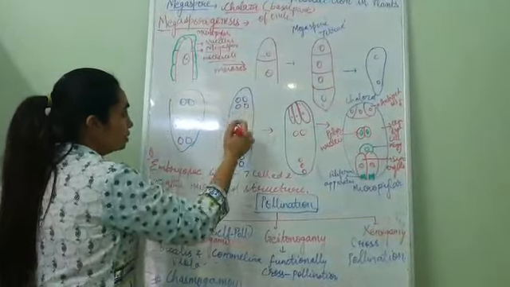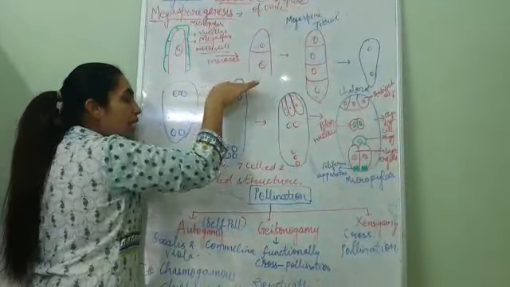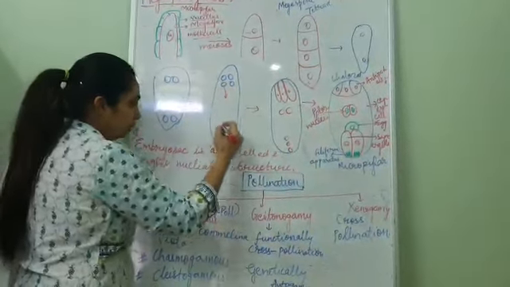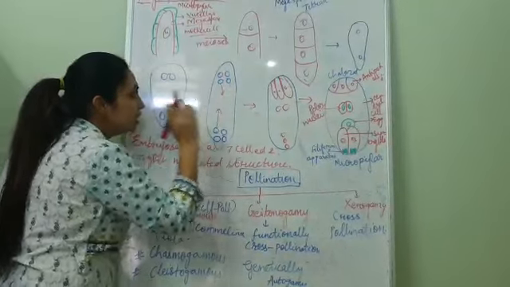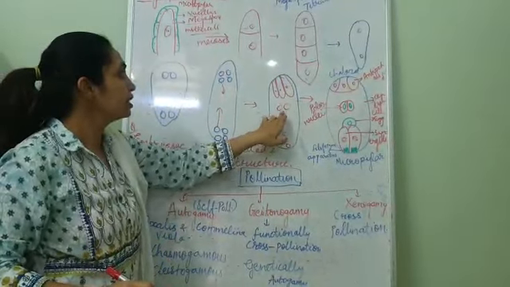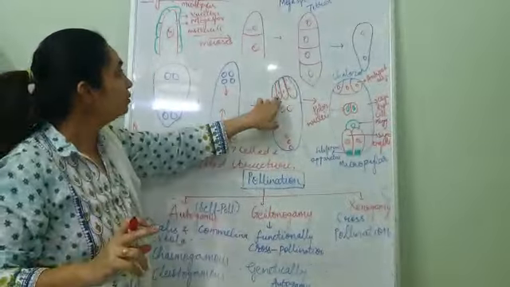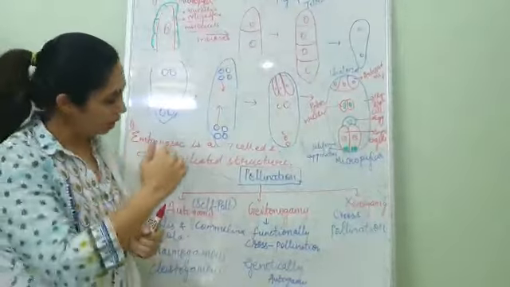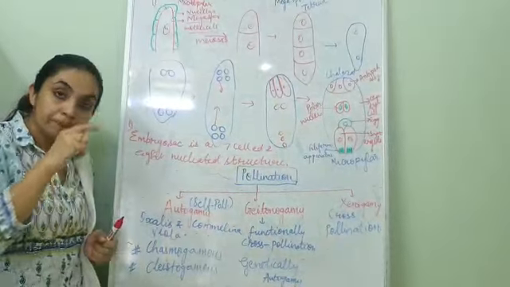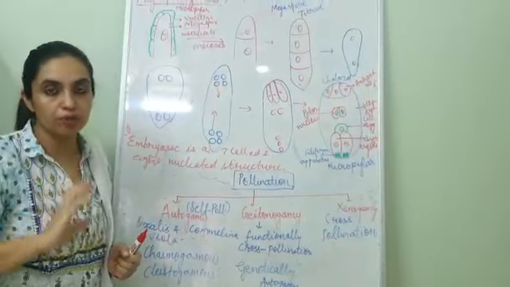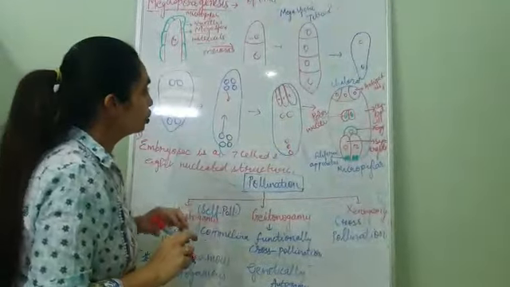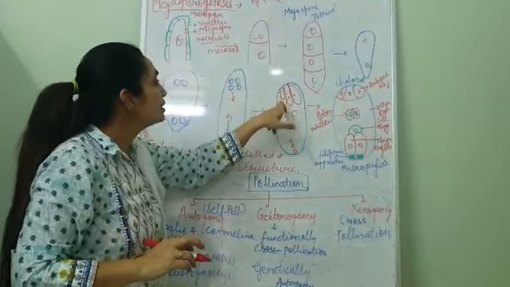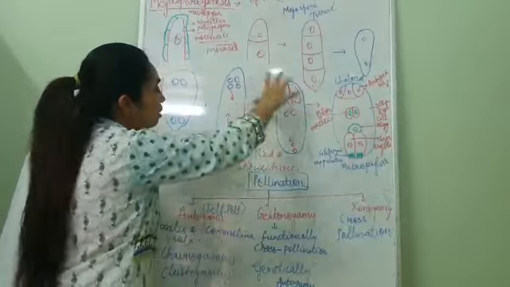Four nuclei migrate to one end and 4 migrate to the other end. Now one nucleus from here and one from here migrate to the center. These are known as the polar nuclei, and 3 nuclei arrange themselves at one end and 3 at the other end. Now cytoplasmic division and cell wall formation take place, and after the formation of the cell membrane, the cells are formed.